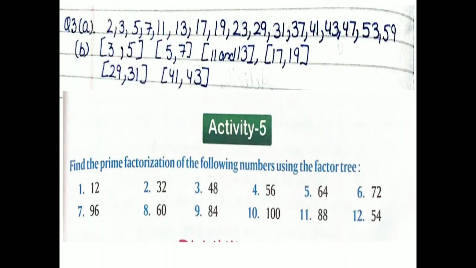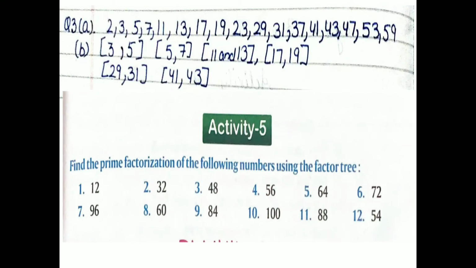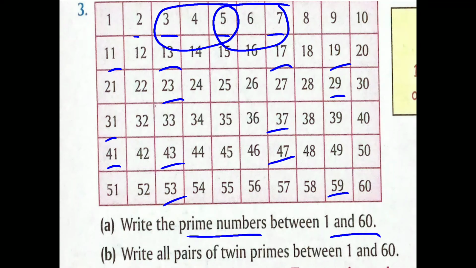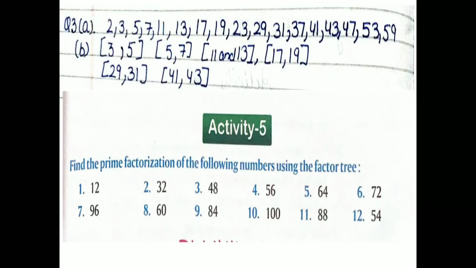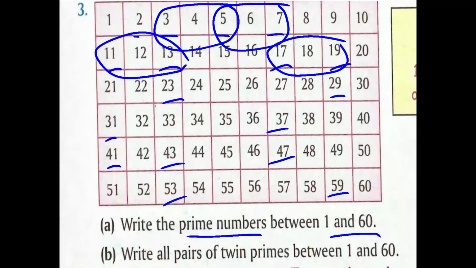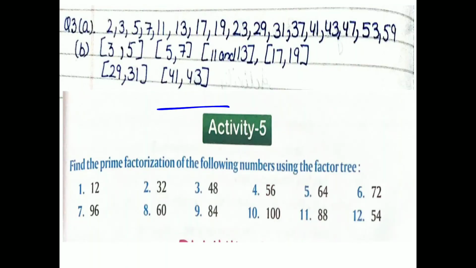Now see the B part. In the B part, students, you have to tell the twin prime numbers between 1 to 60. You have to see that the difference between the two numbers should be 2. So 3 and 5 firstly, then 5 and 7. Then you see 11 and 13. Clear, the difference is 2. Then 17 and 19. Then 29 and 31. Clear? Then 41 and 43. They are having a difference of 2 only.